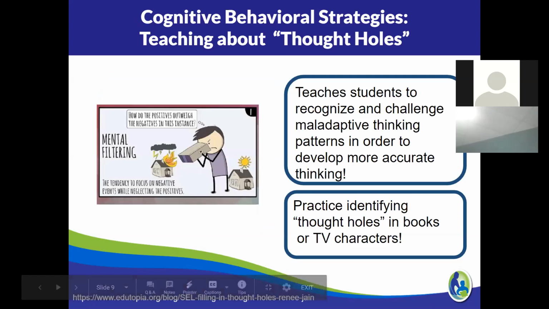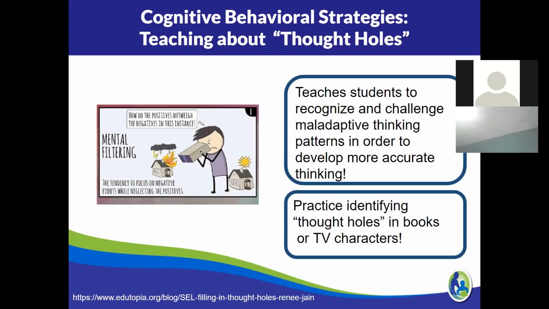The next technique is cognitive behavioral strategies. So teaching students about thought holes. So that's really about identifying and challenging unhelpful thinking patterns that lead to unhelpful behaviors. So oftentimes, anxiety is the result of unhelpful thinking styles that can lead students to have unrealistic expectations, or to ignore positives in situations, or even just having the belief that their emotions are facts.